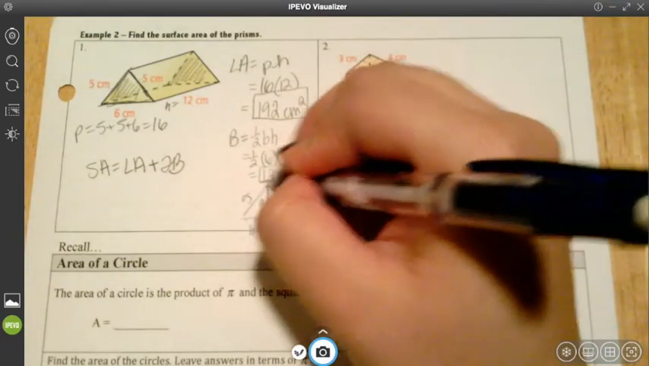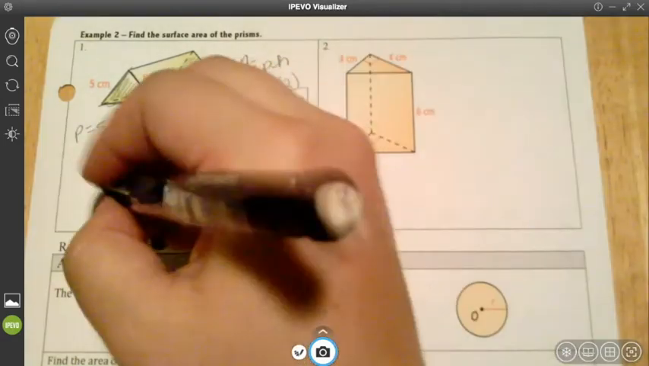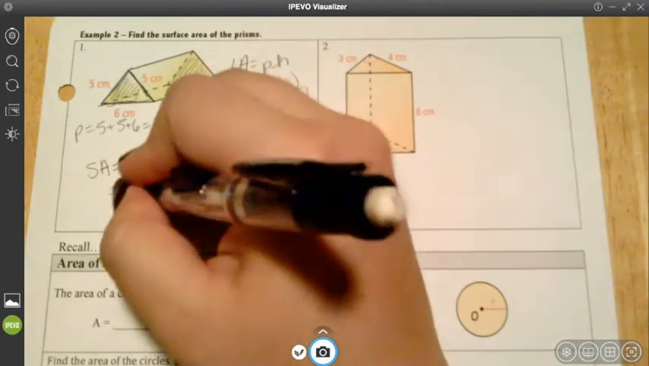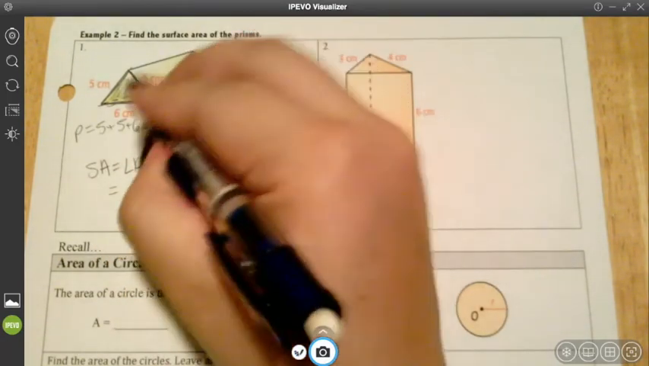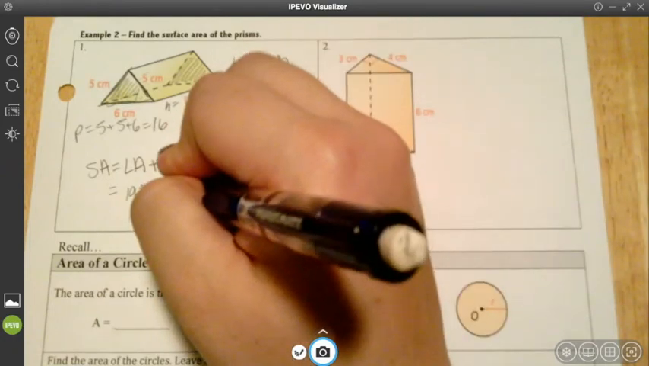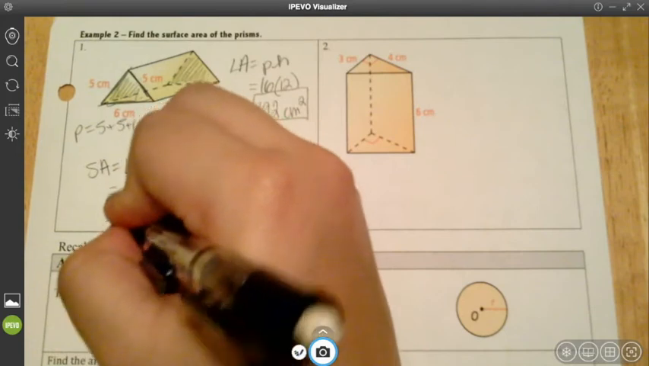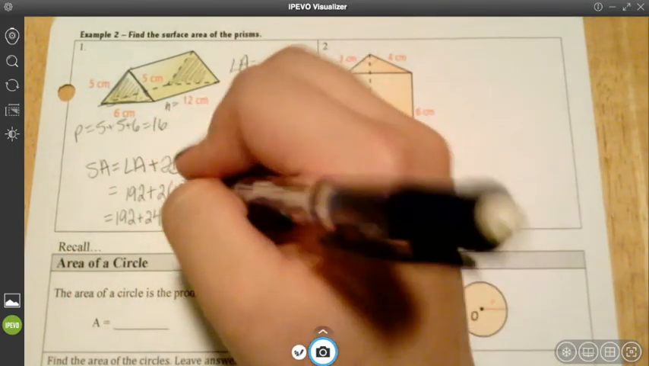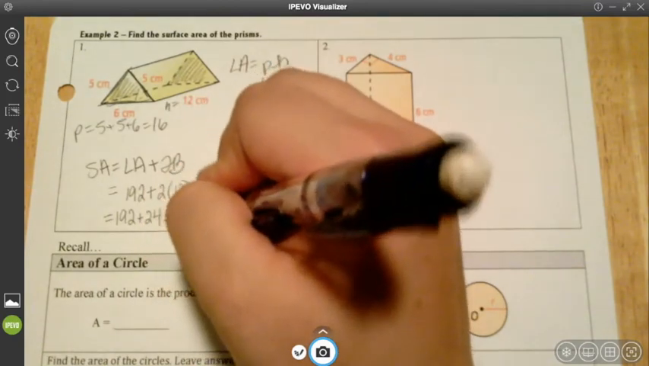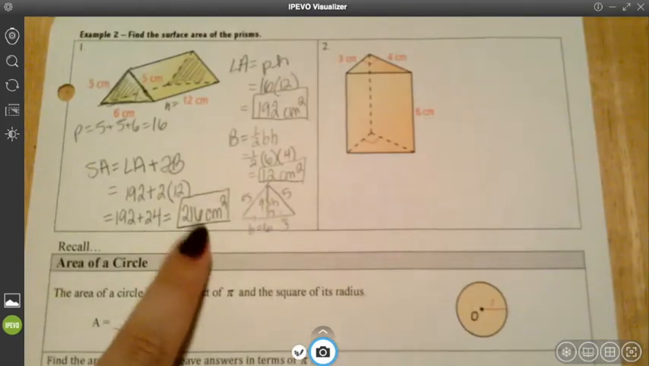And now I'm going to use those and substitute them into my surface area formula. So surface area equals lateral area, 192, plus 2 times, because I've got 2 bases here, 12 for the area of those triangles. 192 plus 24 equals 216 square centimeters for area. And that is our final answer.